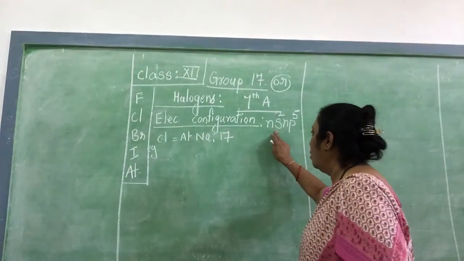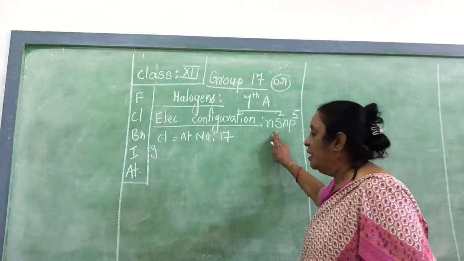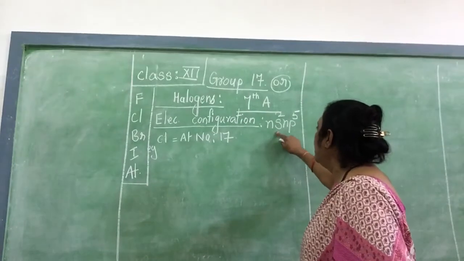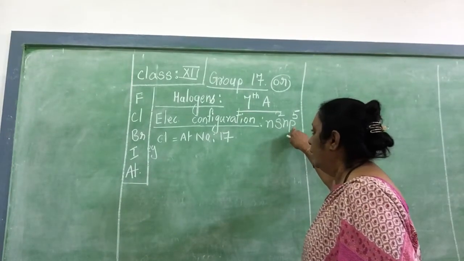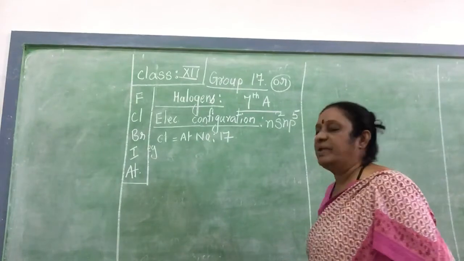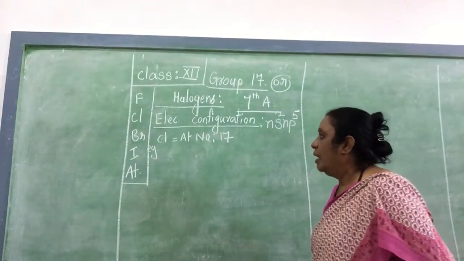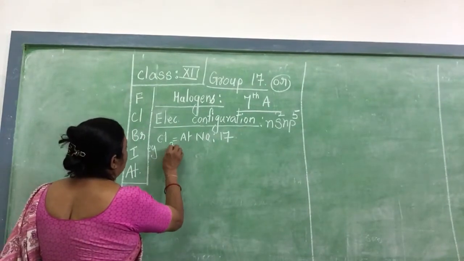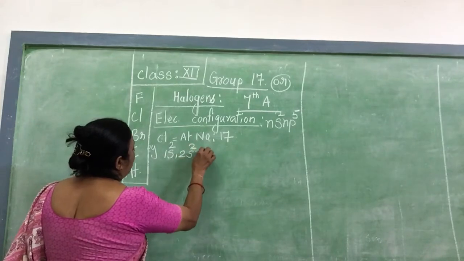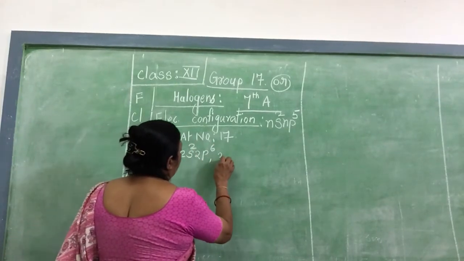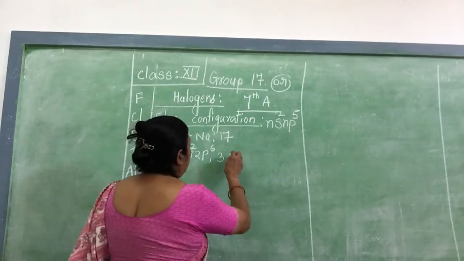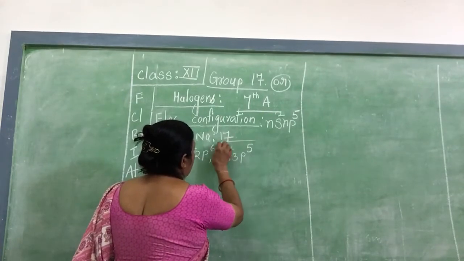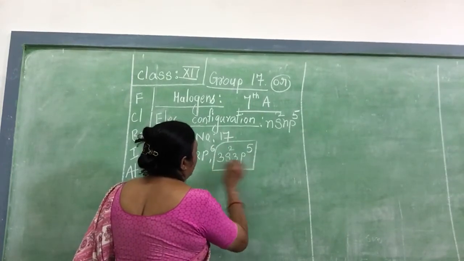Now the general electronic or physical properties we are doing, children. The general electronic configuration of group 17 is ns2 np5. Now chlorine, for example, the atomic number is 17. What is the electronic configuration of chlorine? 1s2, 2s2, 2p6. Then we have to open the new shell, 3s2, 3p5.